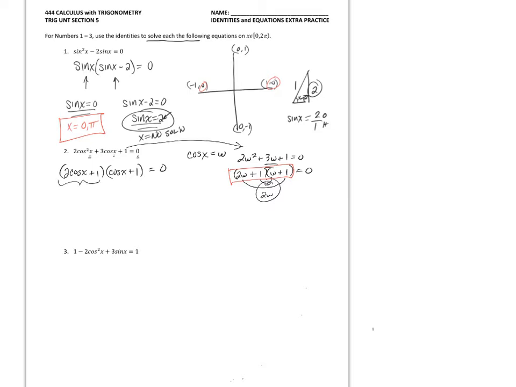Set each of these equal to 0. Maybe I'll do this guy in red. So we would have 2 cosine of x plus 1 equals 0, which is like 2 cosine of x equals negative 1, which is like the cosine of x equals negative 1/2. And we'll go figure that out. And then this guy is the cosine of x plus 1 equals 0, which is like saying the cosine of x is equal to negative 1. And now we'll go figure that out.